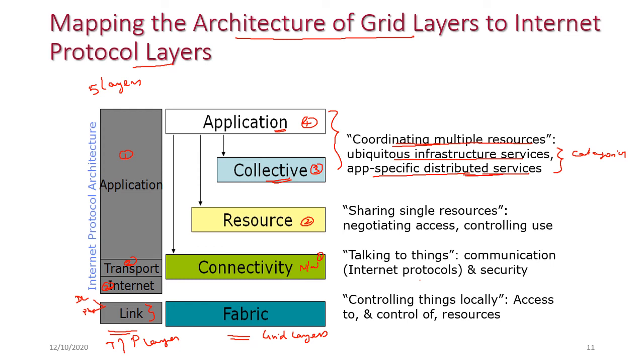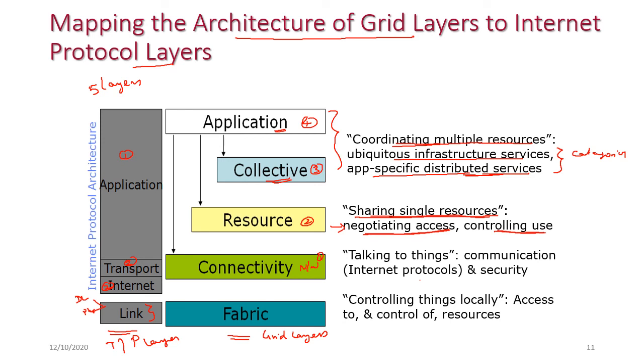When it comes to resources, we are going to share a single resource. How are we going to access those resources? By negotiating access. There is no dynamic allocation of resources here; only by means of negotiation we access those resources and control the use of those resources.